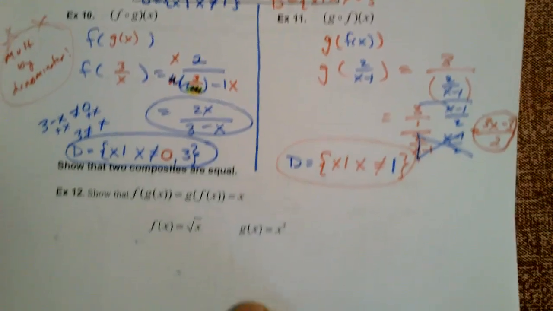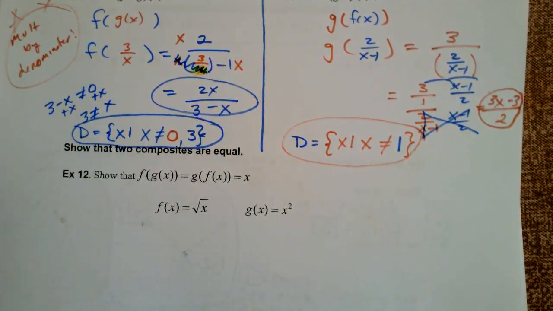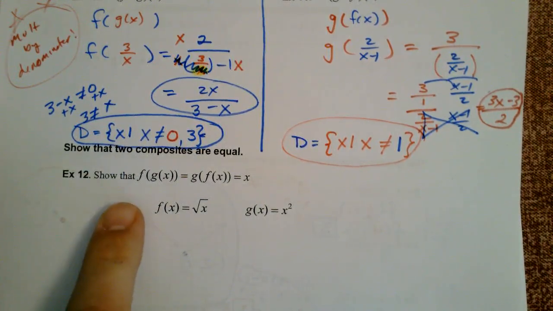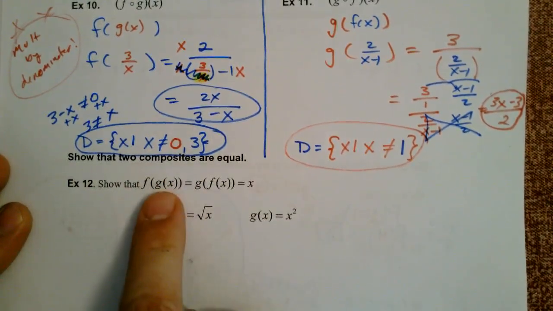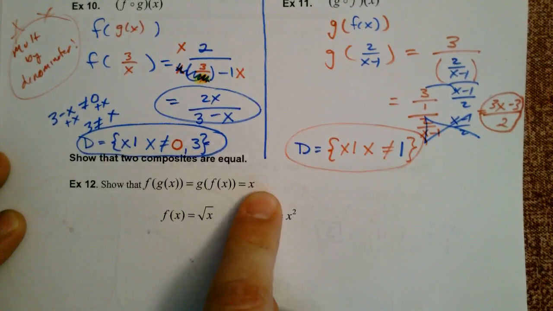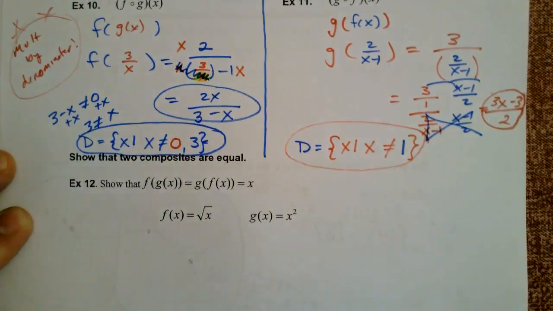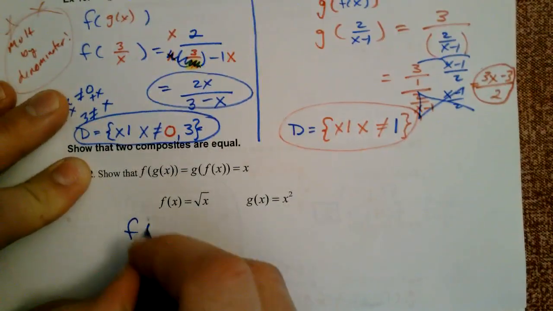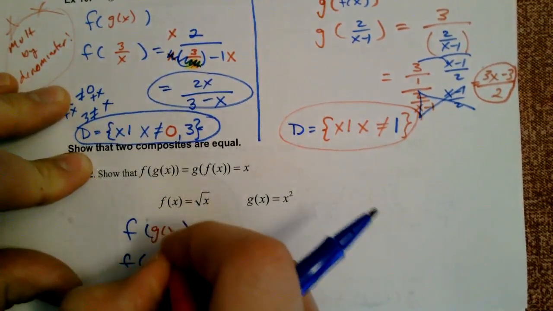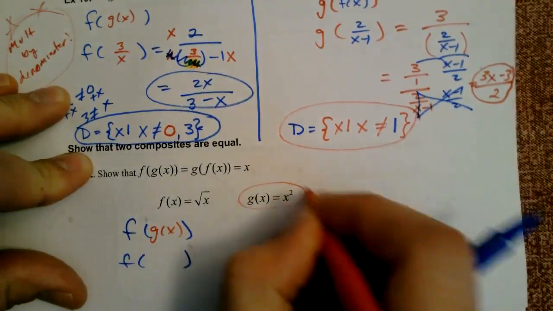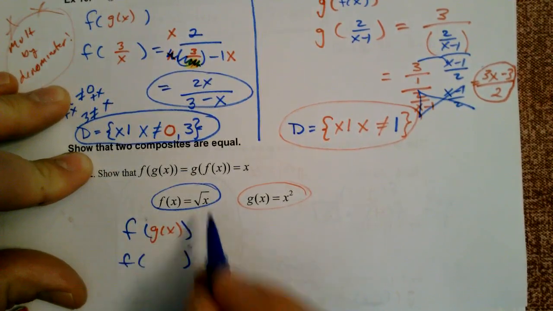All right, ladies and gentlemen, before we get out of here, I do want to talk about number 12. This is a basis of where we're going, so I need to talk about this real quick. Number 12 is saying, hey, show that the 2 composites are equal. Show that f of g of x and g of f of x are equal to each other, which will equal x. All right, so I got to show you this real quick. So I'm going to do f of g of x. G of x is x squared, and f of x is the square root of x.